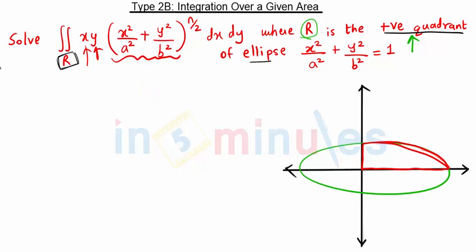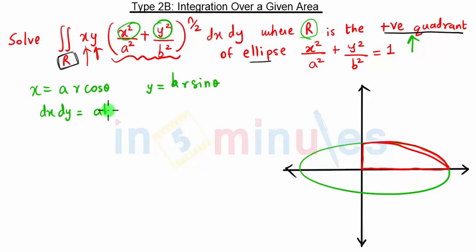As I have told you, whenever we have an x square term and a y square term in addition, we always convert Cartesian coordinates into polar coordinates. So for an ellipse we put x equal to a r cos theta, y equal to b r sin theta, and then dx dy will be a b r dr d theta. So this is the basic substitution.